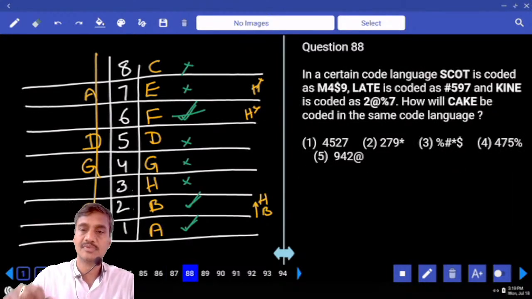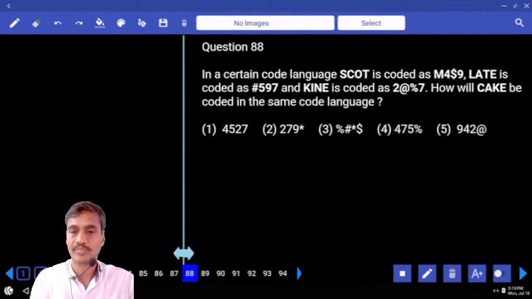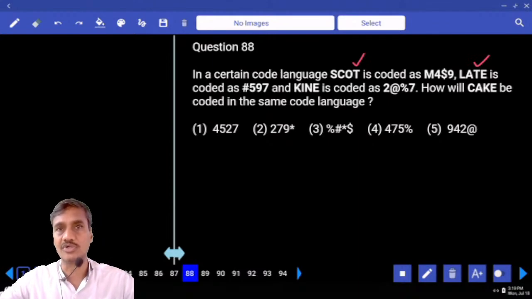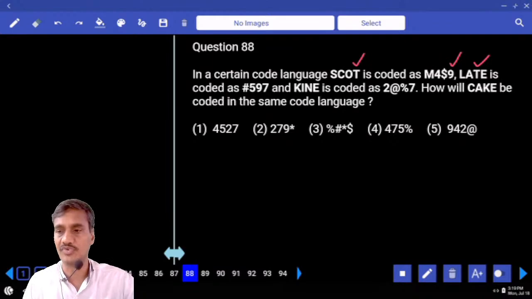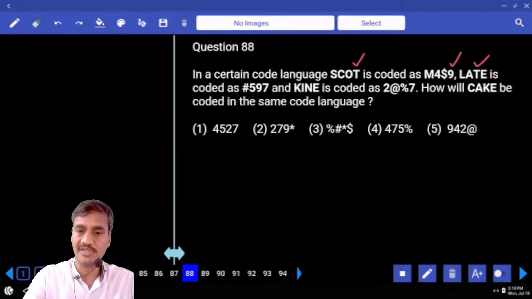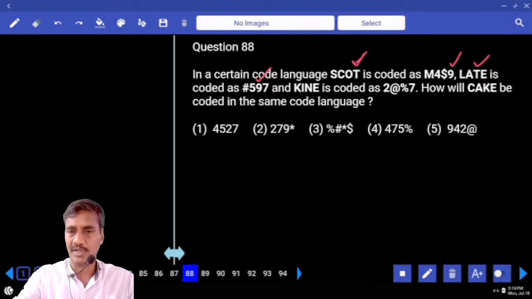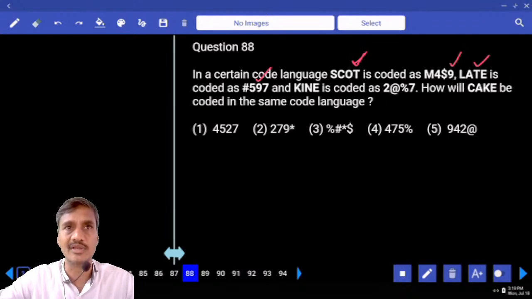Then 88. Now in this question number 88, coding and decoding. Now in the words Scott and late, if you compare these two, T is at the last place in the word Scott, and in the word late, T is at the third place. In Scott, 9 is there at the fourth place, and in late, 9 is there at the third place. Wherever there is T, at the same position 9 is also given. That means the letters and the codes are directly given.